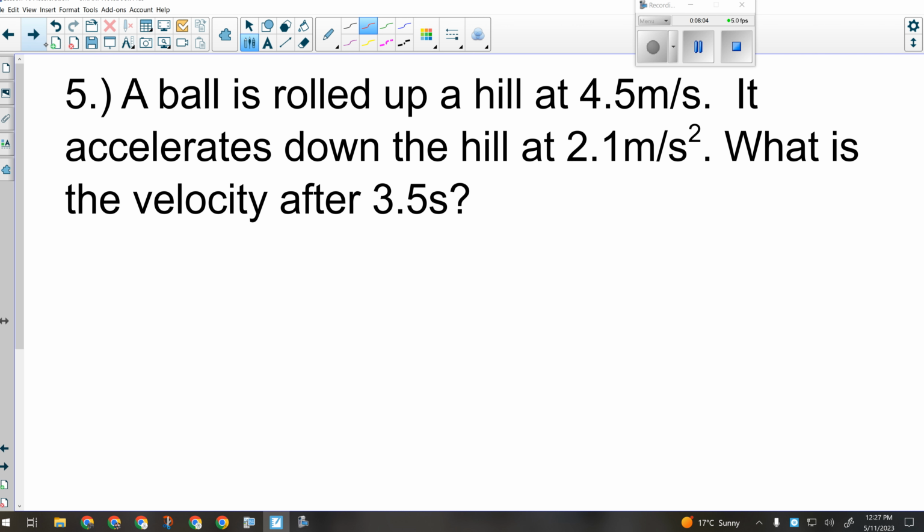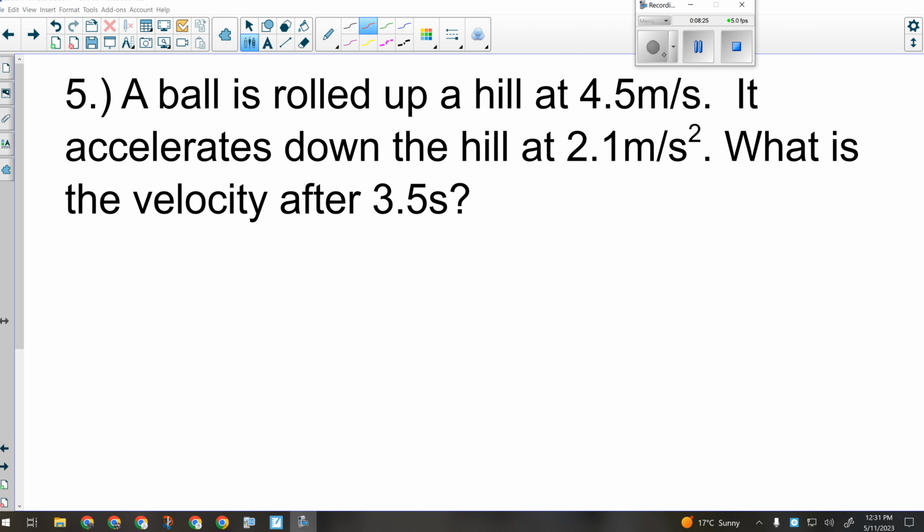This is one where that happens. Write this one down, give it a try. A ball is rolled up a hill at 4.5 meters per second. It accelerates down the hill at 2.1 meters per second squared. What's the velocity after 3.5 seconds?